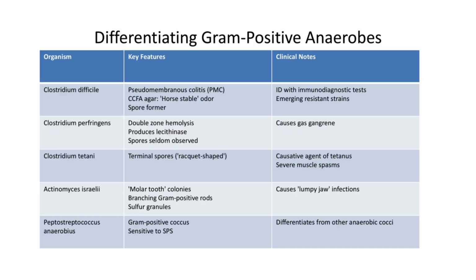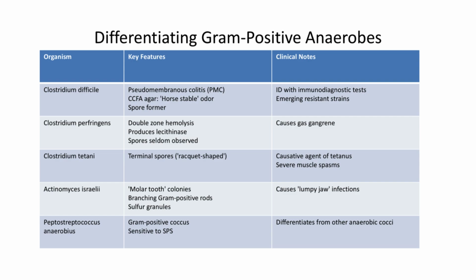Next is Clostridium perfringens. This species is recognized by its double zone of hemolysis on blood agar. It produces lecithinase, which can be detected on egg yolk agar, and it is strongly associated with gas gangrene. Unlike some other Clostridium, spores are seldom observed in this species. Clostridium tetani is identified by its terminal spores, which give the organism a distinctive racket-shaped appearance under the microscope. This is the causative agent of tetanus, characterized by severe muscle spasms.